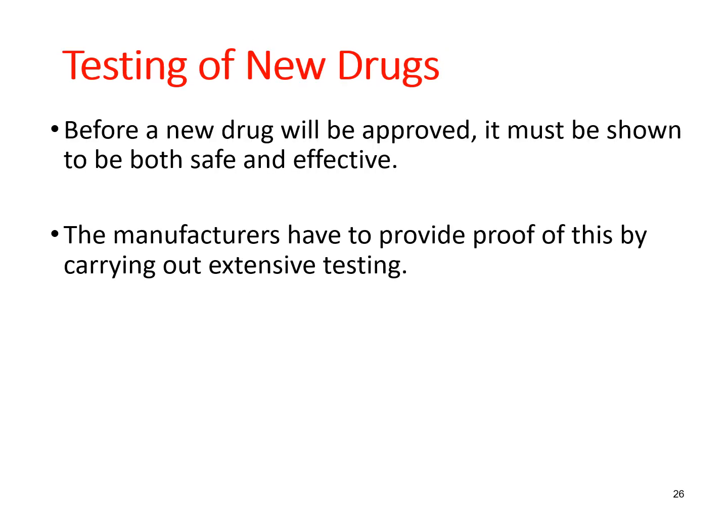Before a new drug is approved, it must first be shown to be safe and effective, and the manufacturers will have to provide proof of this by carrying out extensive testing. The different phases of testing would be described in part 2 of this lesson.